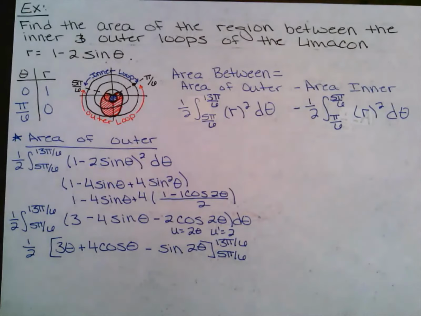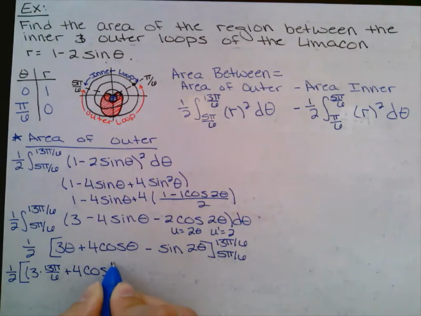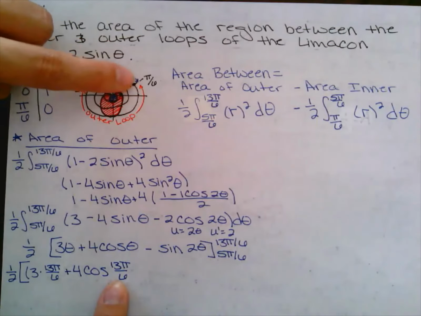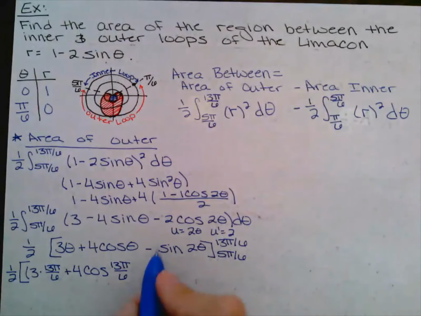I'm going to move on to do my f of b minus f of a. So I have half, and then I have 3 times 13 pi over 6, which I'm going to be able to reduce, plus 4 times cosine of 13 pi over 6. When I go to do that on the unit circle, remember that we had said 13 pi over 6 came from this spot. So the coterminal would be pi over 6. I can treat this as a pi over 6.